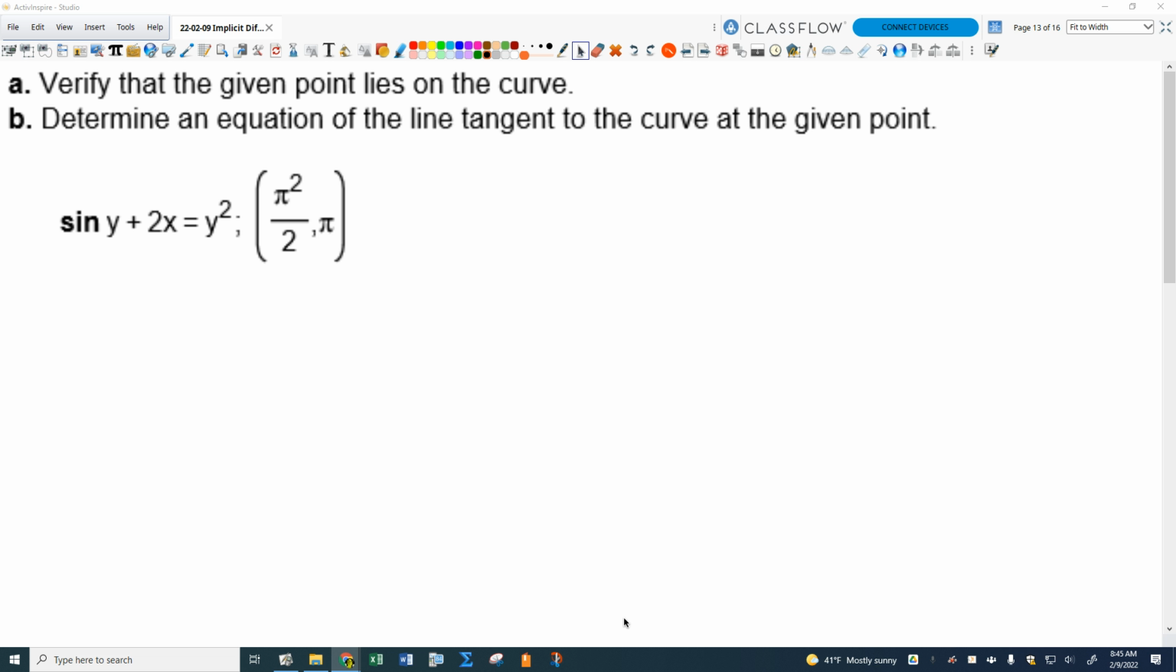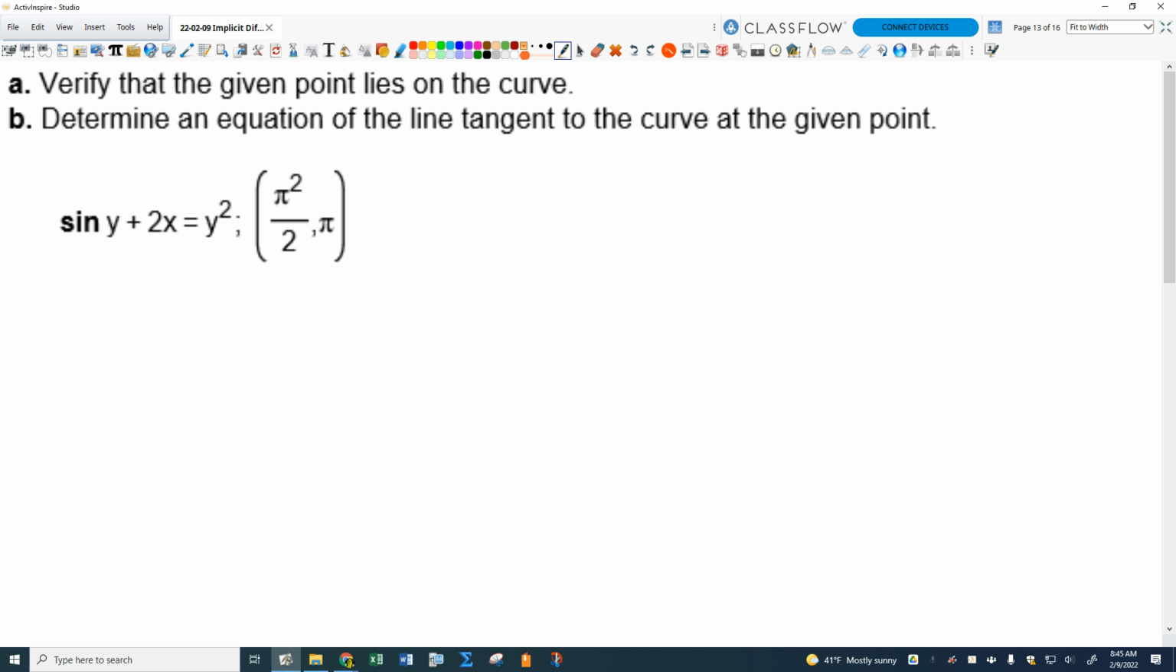All right, so what are we going to do? Let's skip part A. We'll just assume at that point. How would I do part A? Plug it in. Just plug it in, and it should satisfy the equation, make it work, right? Okay, so part B, we need a tangent line here. What am I going to do for part B? Take the derivative, good.